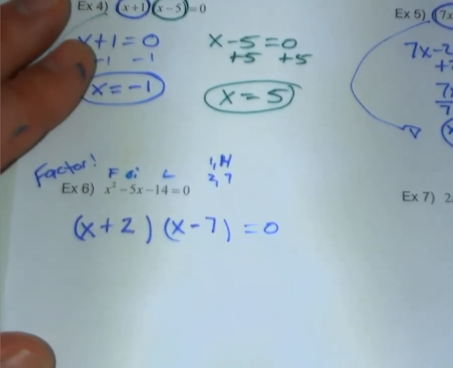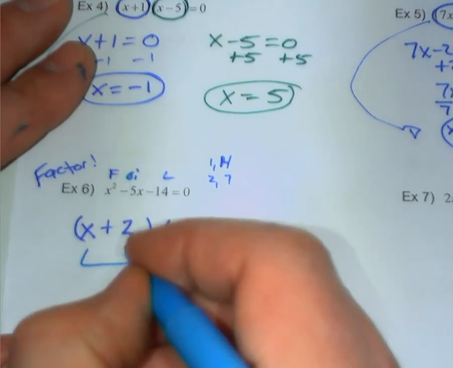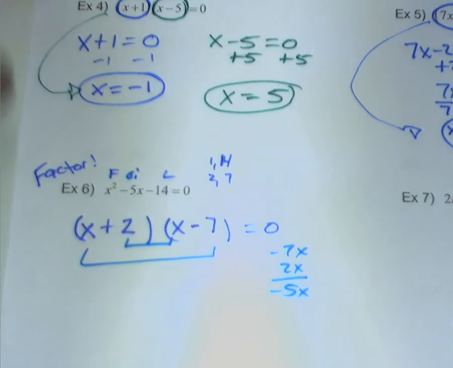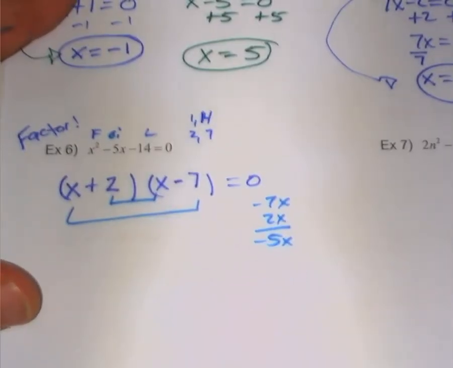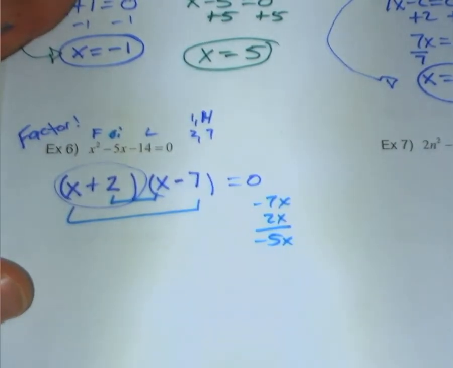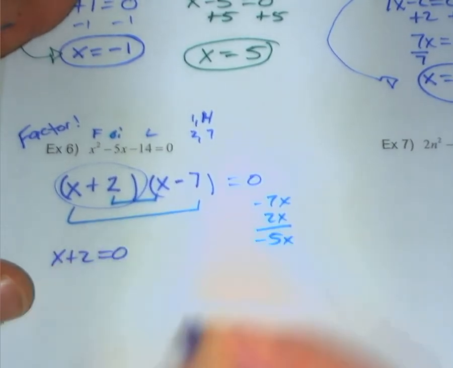When I check my OI, that's negative 7x. That's 2x. Yes. That's negative 5x. So now I know I factored it right. And now the new step, guys, is to take each one and solve it, set equal to 0. So take x plus 2, set equal to 0.